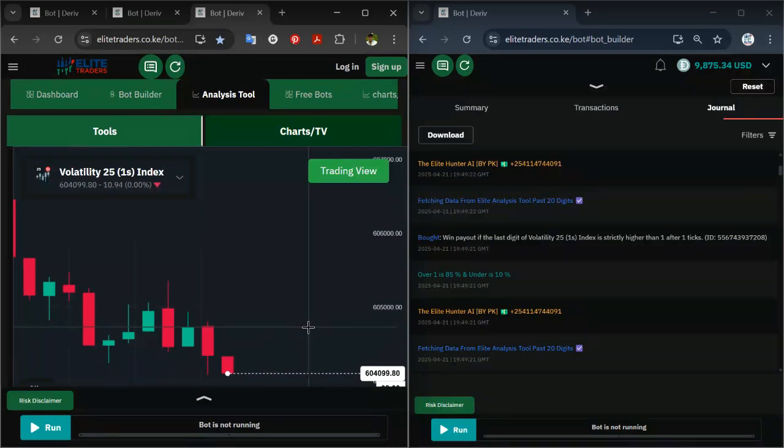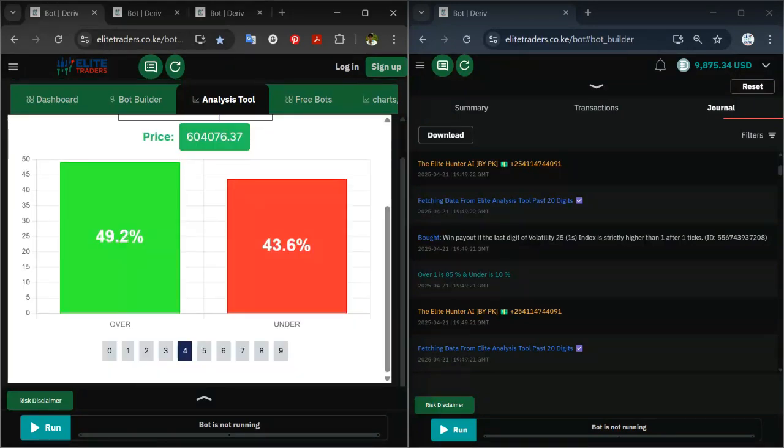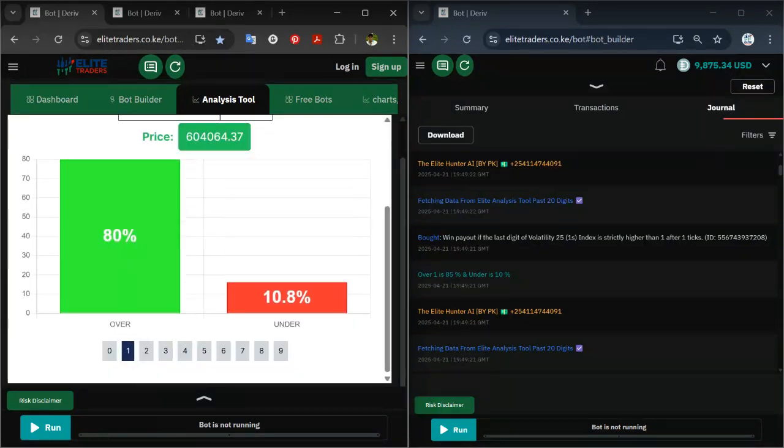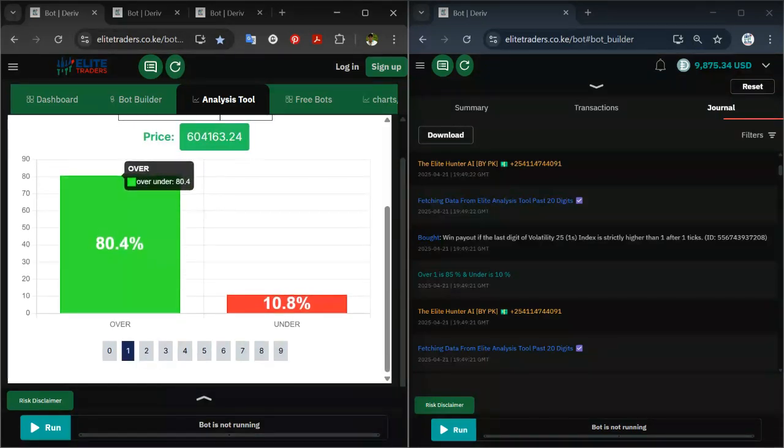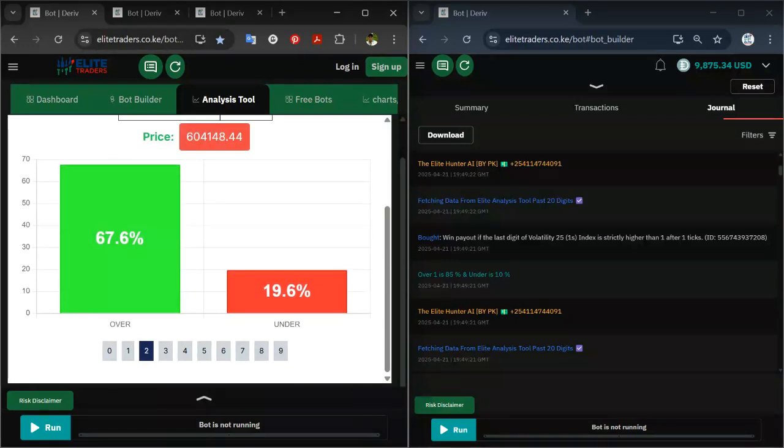Okay, so let's go. So that was actually over 1. When you are trading over 1, this percentage should be around 80% and above. When you are trading over 2, the chance of winning the over 2 market is 70%. So you should make sure the over 2 market is 70% and above.